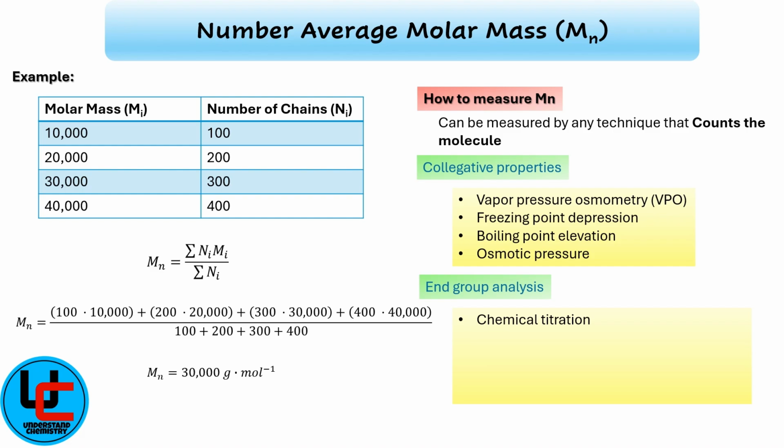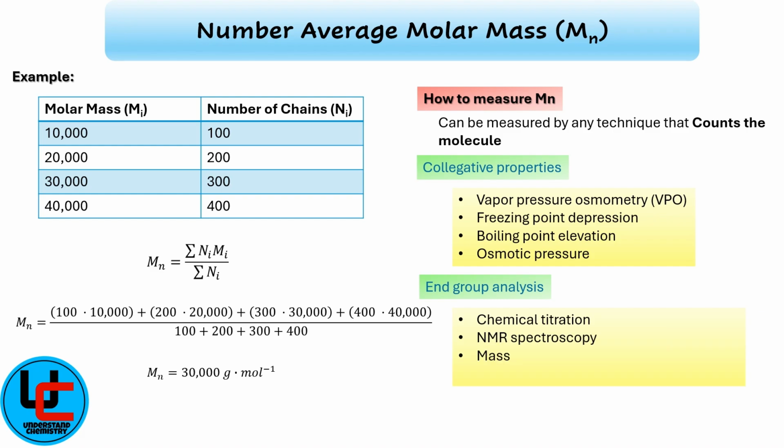The second method is NMR spectroscopy. This is a widely used method for determining the number average molar mass. Nuclear magnetic resonance spectroscopy is a powerful technique for identifying the chemical structure of polymer end groups. By analyzing the NMR spectra, you can quantify the end group and calculate the number average molar mass. Both proton NMR and carbon-13 NMR spectroscopy are commonly used.